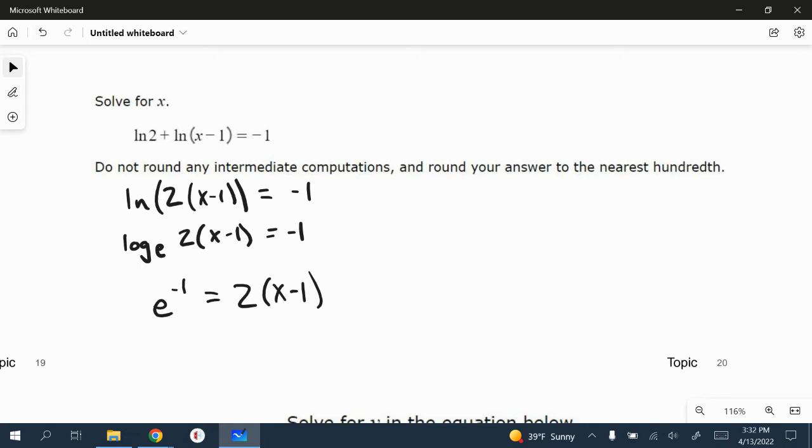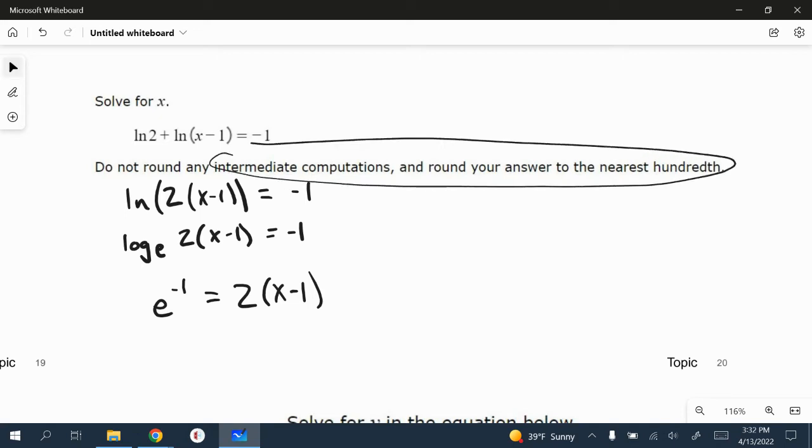E to the negative 1 power is going to be some decimal. And it says don't do any intermediate computations and round to the nearest hundredth in the question. So that's what I'm going to do. If I type in e to the negative 1st power, or 1 divided by e, which is the same thing, that's going to give me 0.36 something. I've got it on my calculator. There's more to it than that. But that's going to be equal to 2 times x minus 1. And then I can divide both sides by 2.